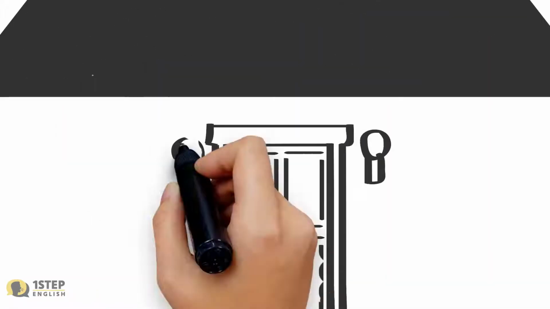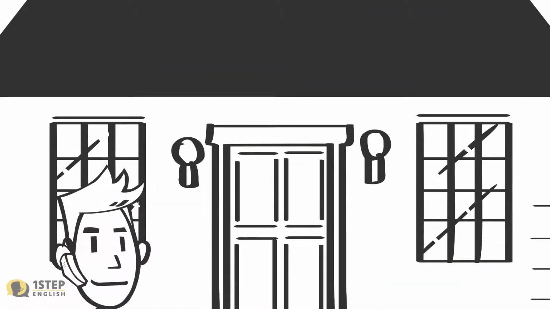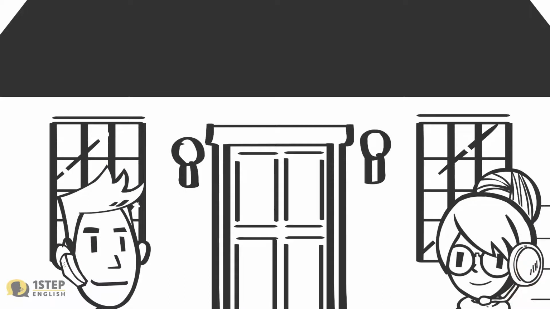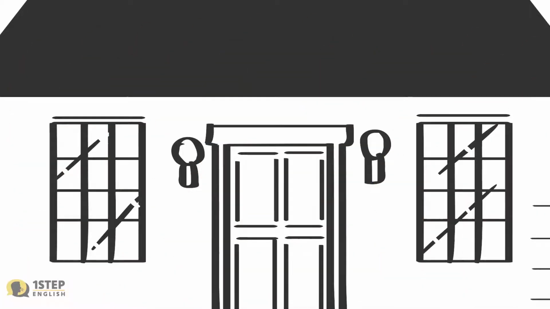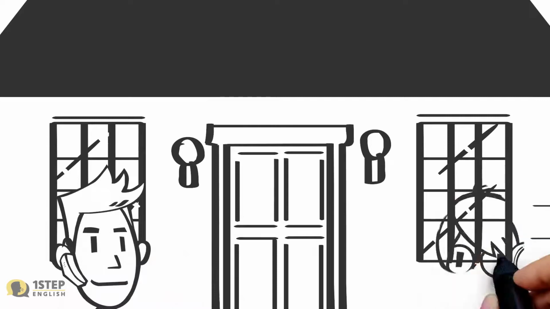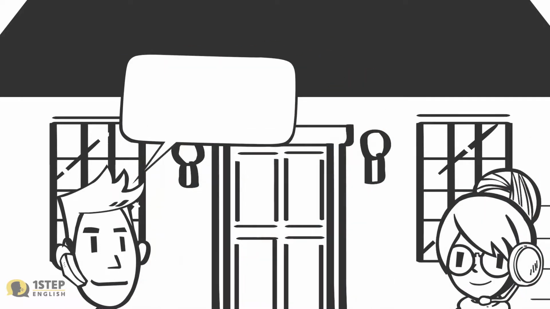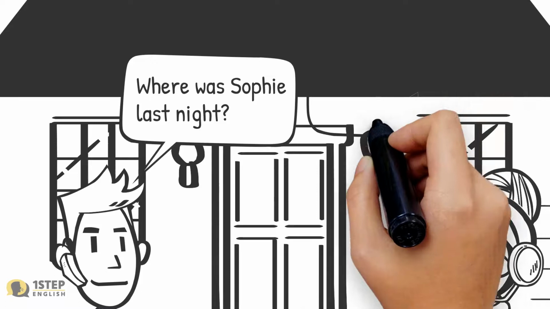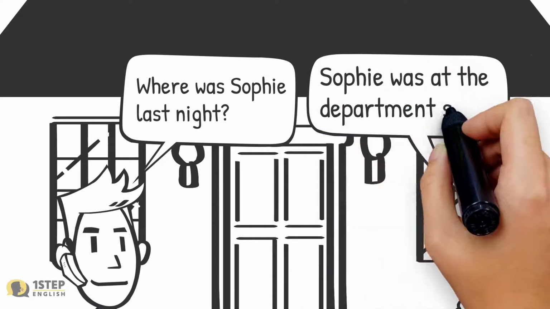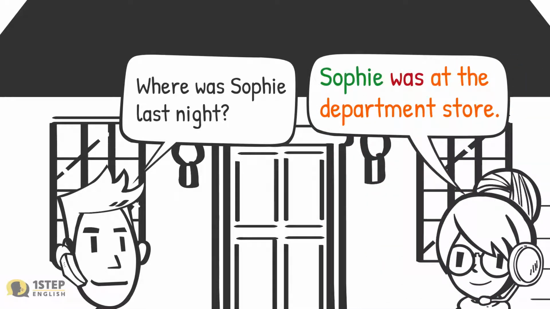Let us see how we use linking verbs in our daily conversation at home. Where is Sophie last night? Sophie was at the department store. In the sentence, Sophie was at the department store, the word was links Sophie to a phrase at the department store, which tells us where she is.